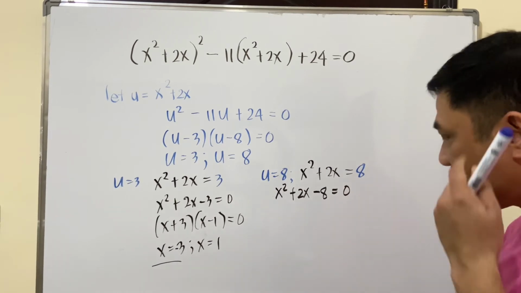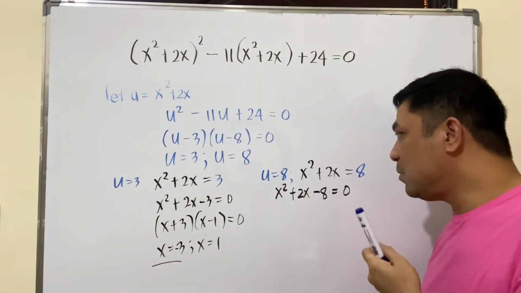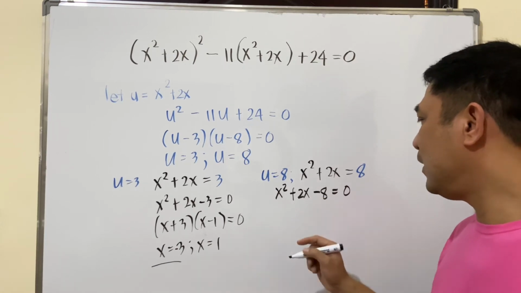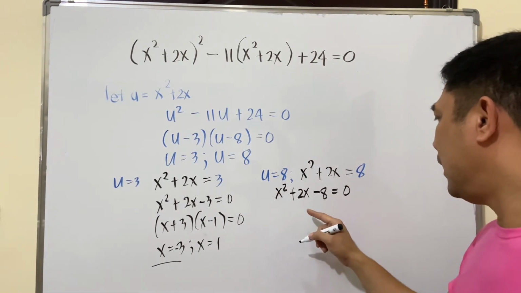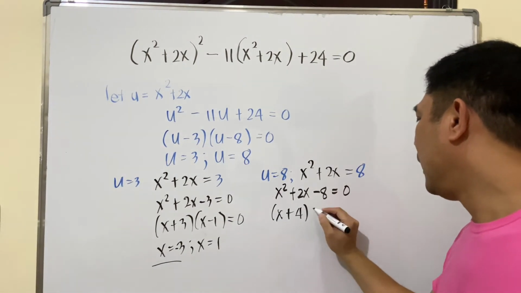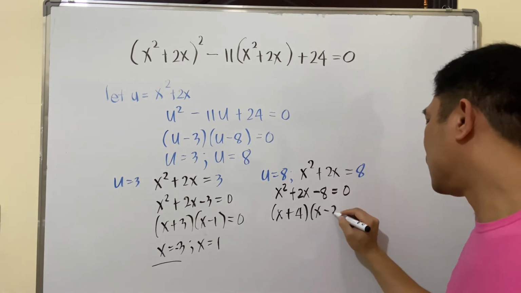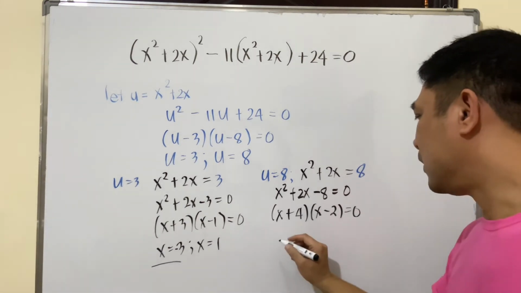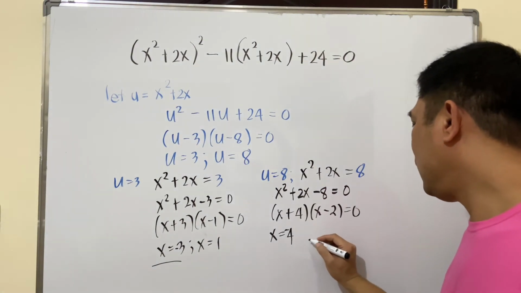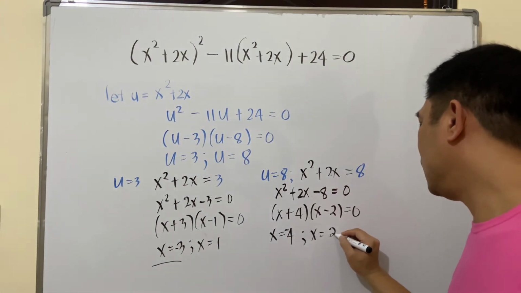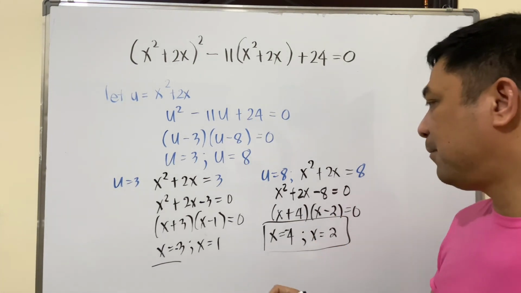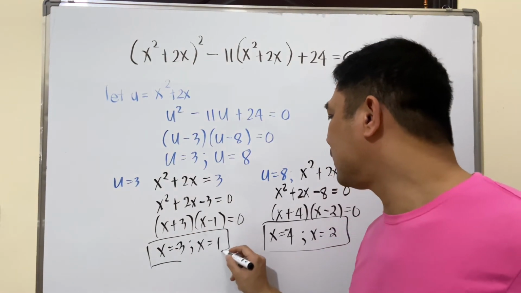So think of two factors of 8. When you multiply them, you'll get negative 8. When you add them, you have positive 2. So you have x plus 4 and x minus 2 is equal to 0. So therefore, x is equal to negative 4, and then you have x is equal to 2. So these are the 4 values of x that will satisfy our equation.